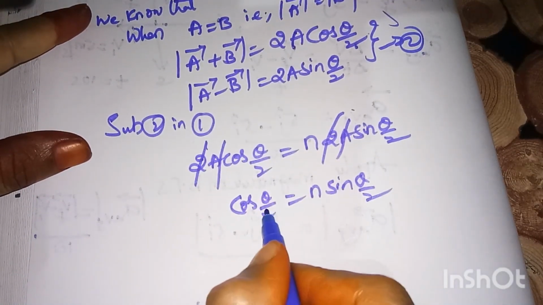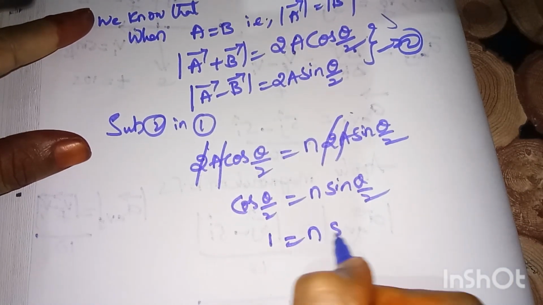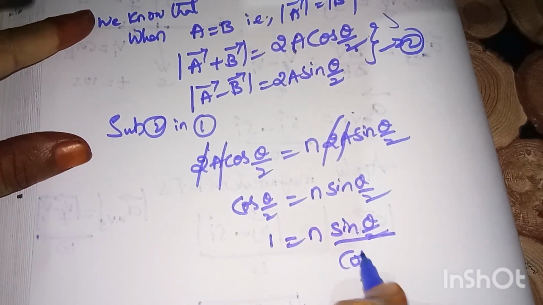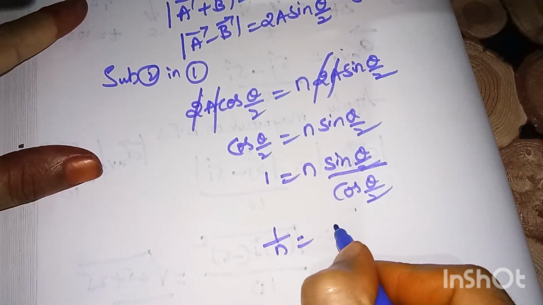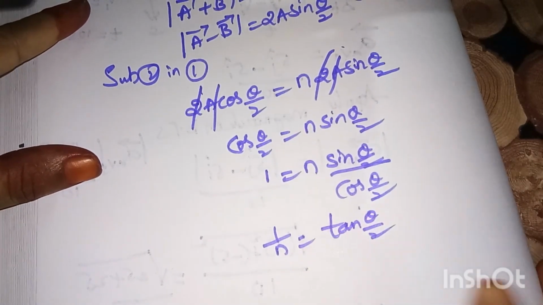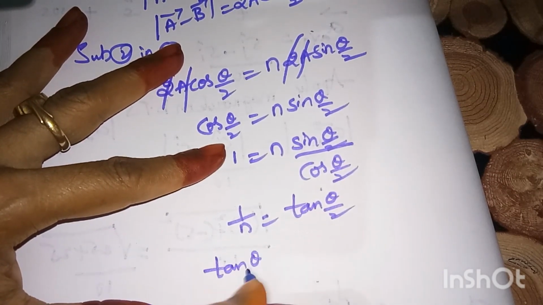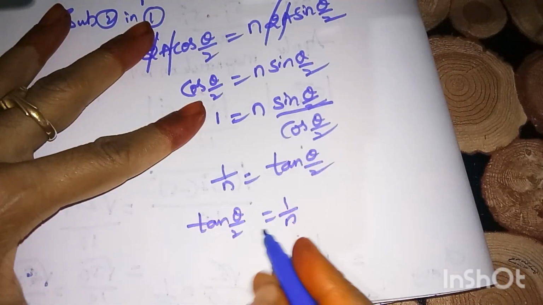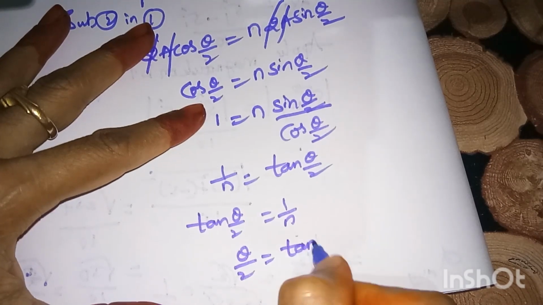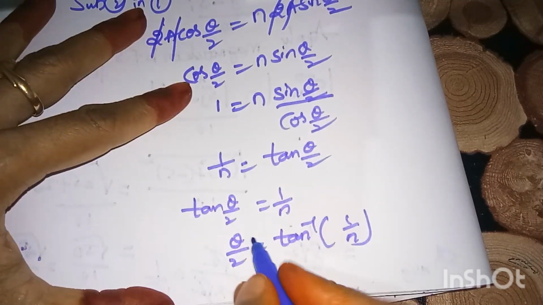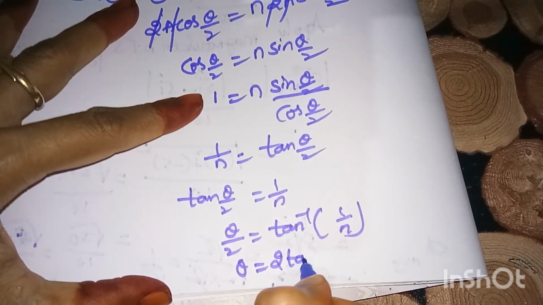So send cos to the right hand side. You will get 1 equals n sin theta by 2 by cos theta by 2. Send n to the left hand side. 1 by n equals sin theta by 2 by cos theta by 2, which is tan theta by 2. Tan theta by 2 equals 1 by n. We want angle theta here. Send tan to the right hand side, it will become tan inverse. Theta by 2 equals tan inverse 1 by n. So we want theta here. Send 2 to the right hand side, it will be multiplied: 2 tan inverse 1 by n.